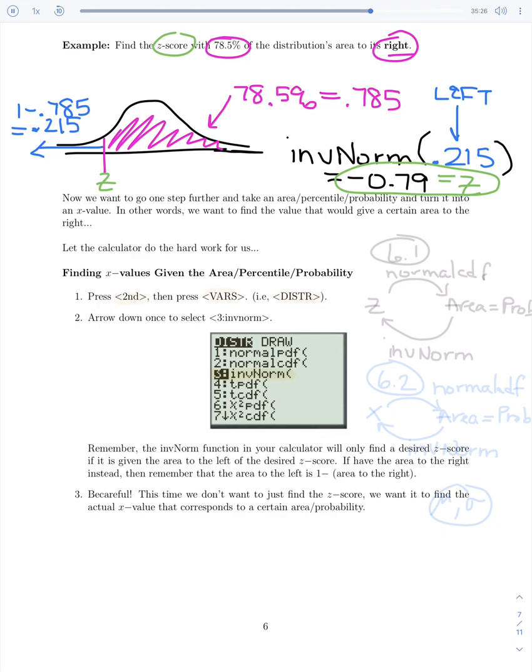Now, just to kind of summarize what we've done so far. In 6.1, what we did is we took z's and converted them into areas or probabilities using the normal CDF. And then, also in 6.1, we took our areas and probabilities and turned them back into z-values using the inverse norm. That's what we did in 6.1. Then in 6.2, we said, okay, what if we don't have a z-value? What if we've got a regular data value? So let's call that x.